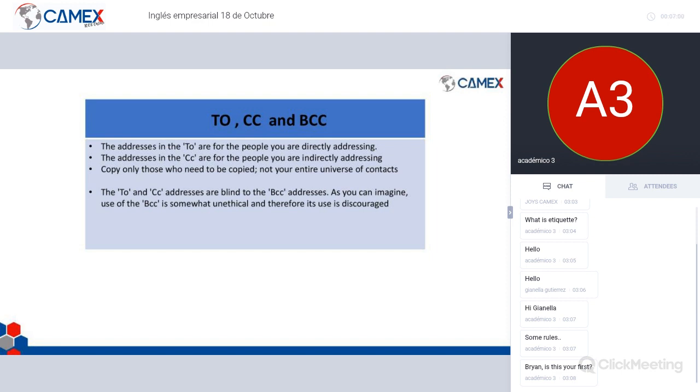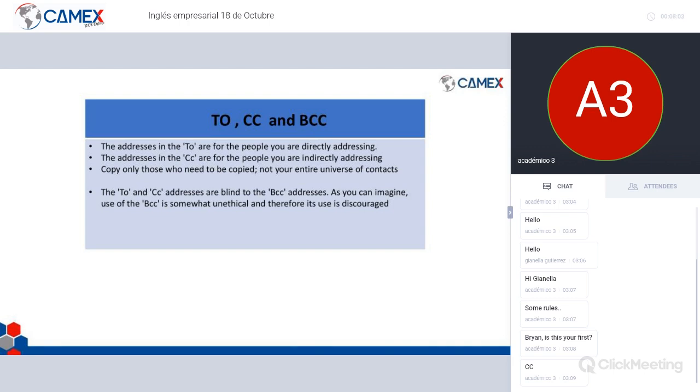In the case of the CC, what is CC? CC means a copy. So you copy another person. I am writing the email and sending it to another person, and additionally I want to copy a third person. That's the CC case. The CC is a third person that you want to contact, or that you want to read this message. Now there is another option.